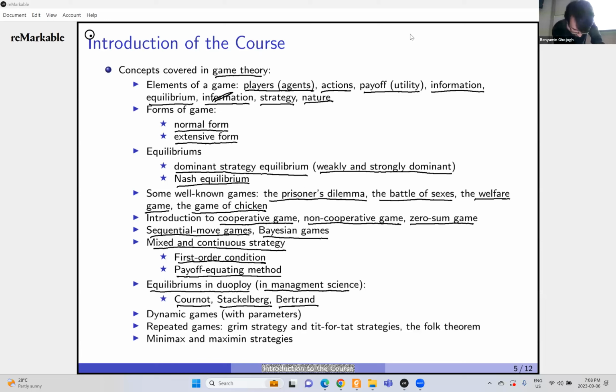We have dynamic games with parameters. So when we have some parameters and we want to determine the parameters in the game. Repeated games, when the game is repeated. We'll have several strategies such as grim strategy, tit-for-tat strategy, Folk theorem, minimax and maximin strategies. If you know a bit about machine learning, if you have heard of GAN, generative adversarial networks, that's a minimax or maximin problem.